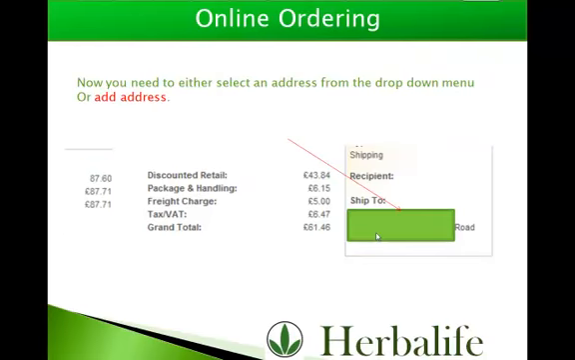The next thing it's going to ask for is the address of where you would like the shipment to go to. Initially there's probably no addresses in there, so if you want the order to come to you, type in your address, save it, and then you'll be able to select it from a drop down menu the next time you come in.